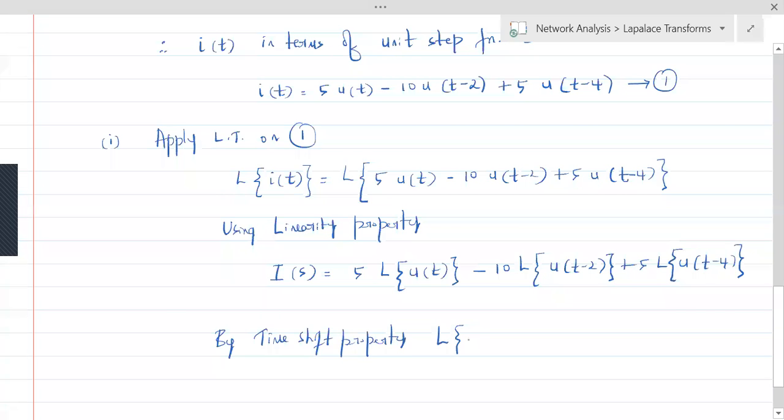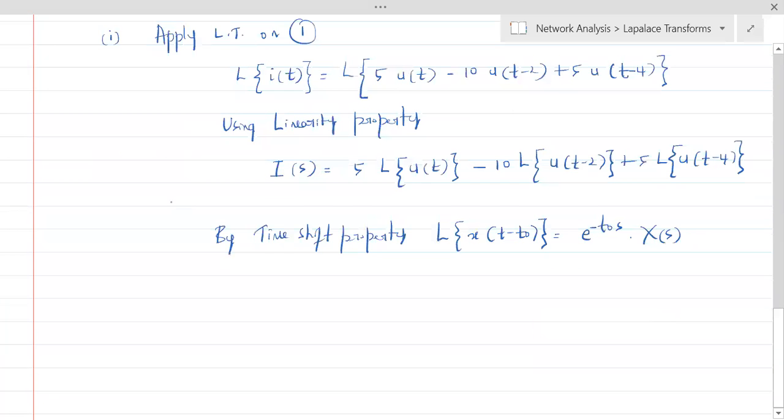Laplace transform on a time shifted version of this is e power minus t naught s into X of s, by the time shifting property. Therefore I of s can be written as 5 times the Laplace transform of u of t, which is 1 by s, minus 10 times the Laplace transform of u of t minus 2.